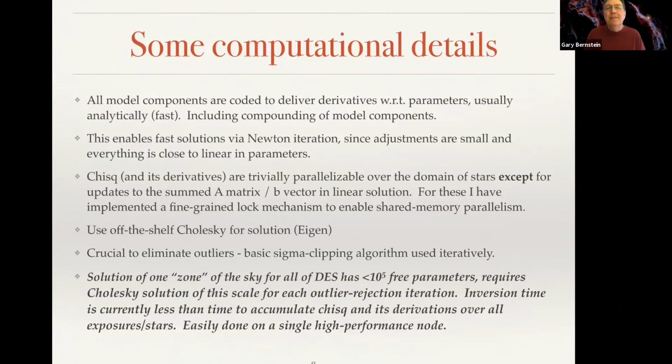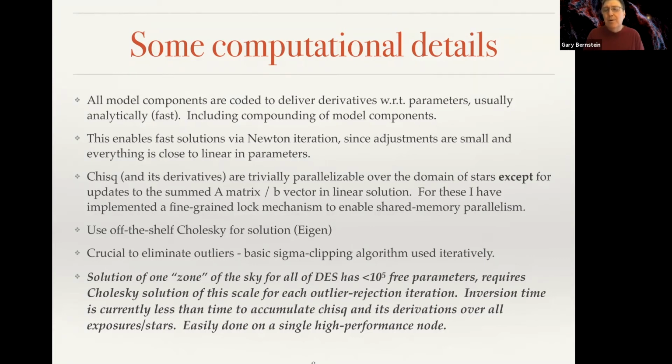Other computational details: all of these models are coded with derivatives so that you can do a Newton iteration every time around. We have to do outlier rejection because there are lots of bad star measurements or variable stars or things like that that you're going to throw away. This code that I have is fully parallelized for shared memory.